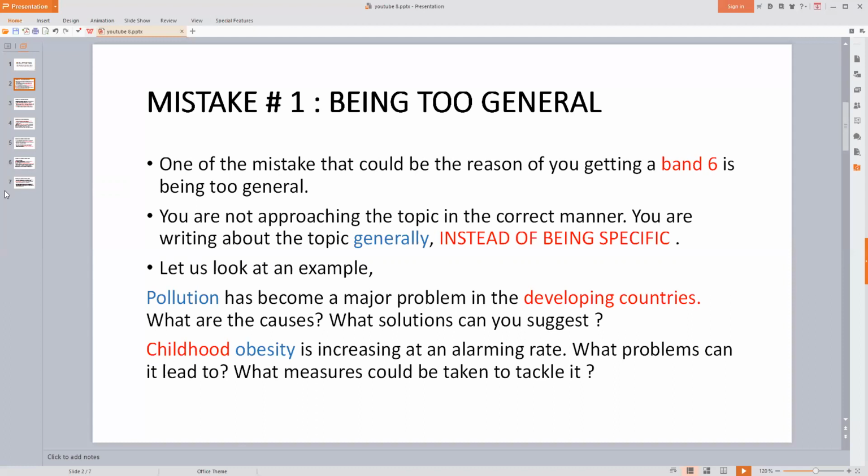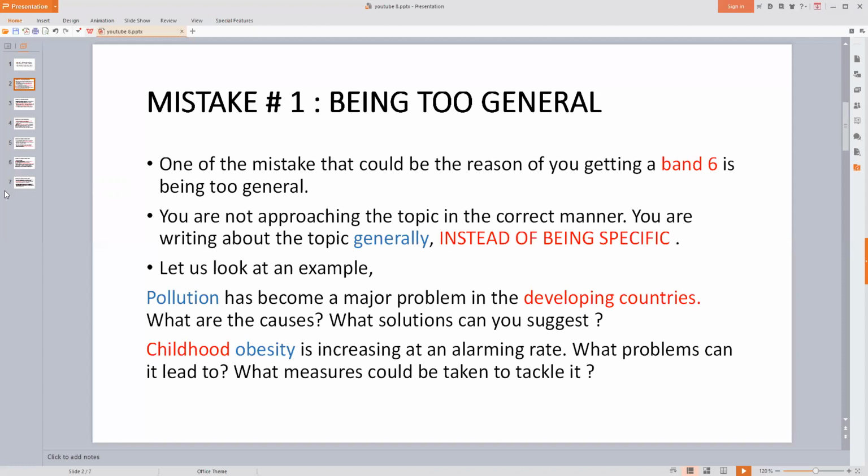Now, look at the question carefully. It says, pollution has become a major problem in the developing countries. The examiner is not interested in what you know about pollution. He's not testing your knowledge on the topic of pollution. He wants to know the causes of pollution in the developing countries. So, even though the topic is pollution, the thing that you really need to focus on is pollution in the developing countries.